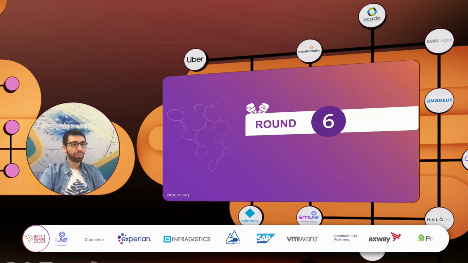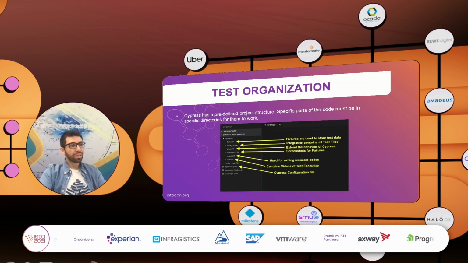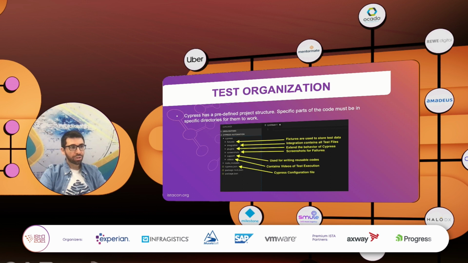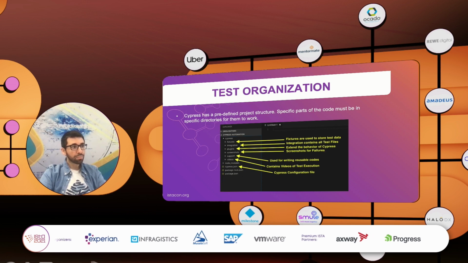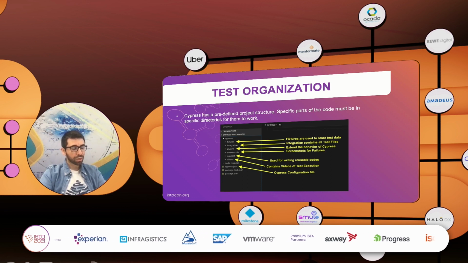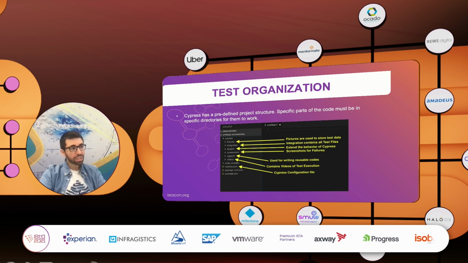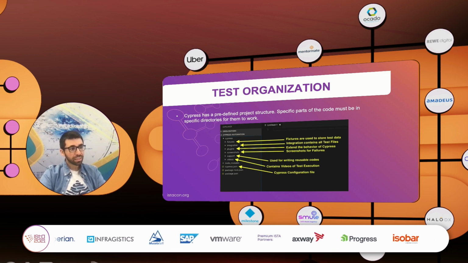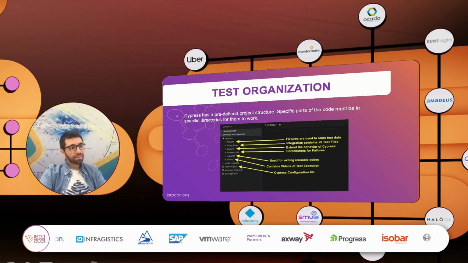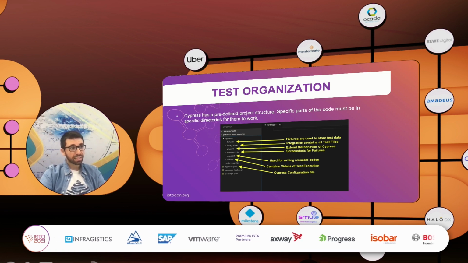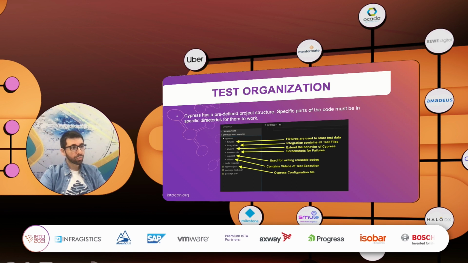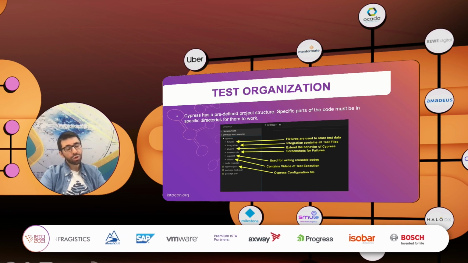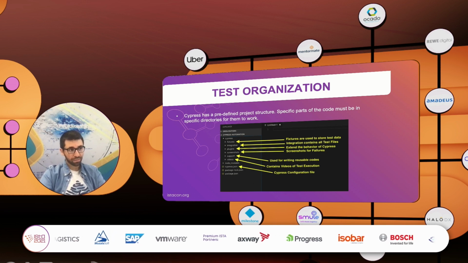Okay, moving on to round 6. The test organization. Cypress has a predefined project structure, and specific parts of the code must be in specific directories for them to work. For example, when you install Cypress on your local machine, by default, it installs these folders and these files. The fixtures folder is for storing test data. The integration folder is where we store our test files, or according to Mocha, spec files.